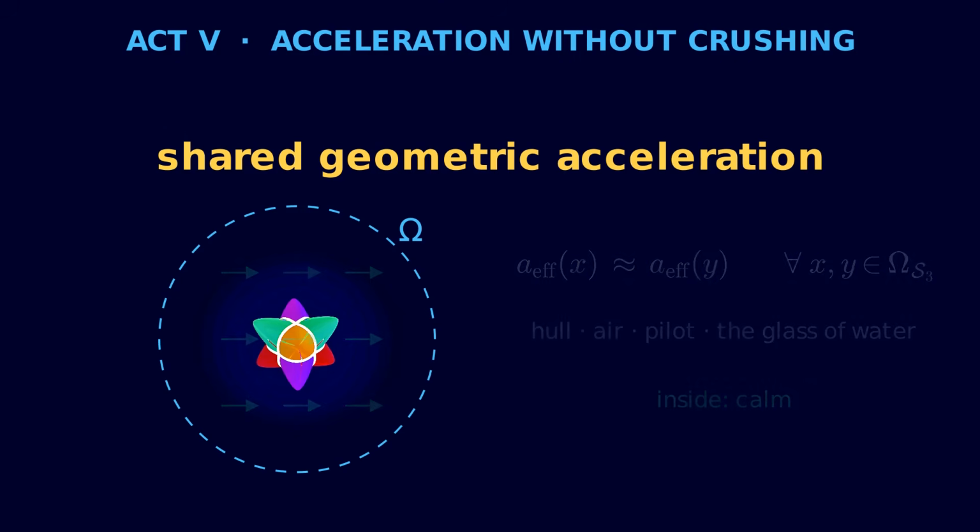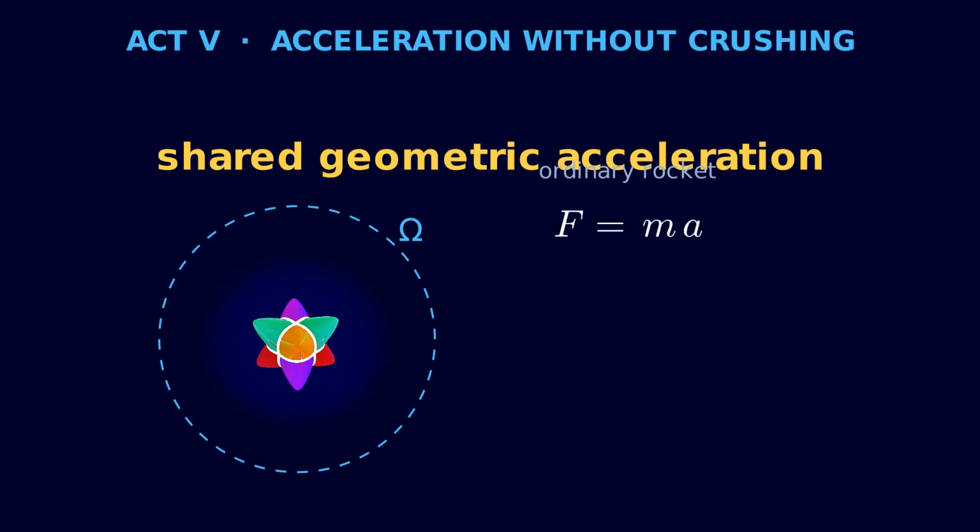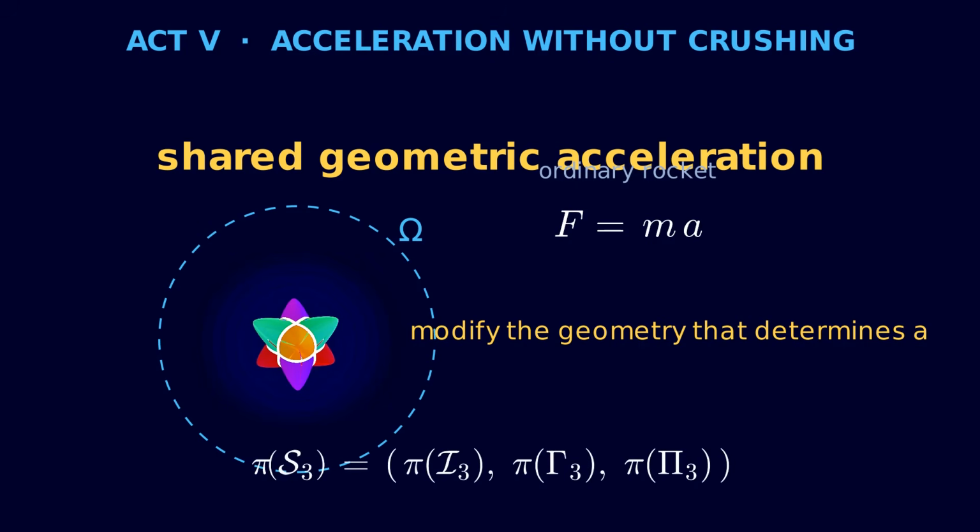An ordinary rocket obeys F equals ma. The seed cruiser attempts something different: modify the effective geometry that determines the acceleration in the first place. The controlling object is no longer a force vector. It is the internal state of the seed itself.